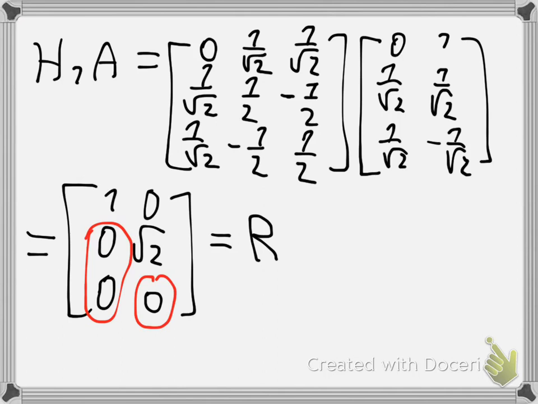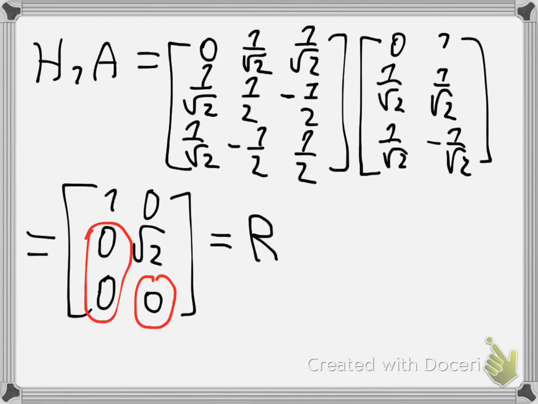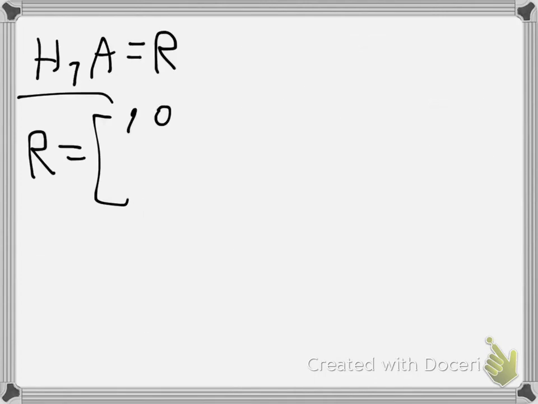Now we see that R has a row that contains only zeros. So we can cut it because basically it doesn't give us more information.